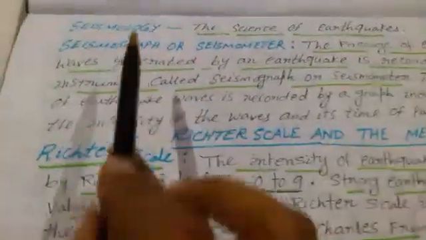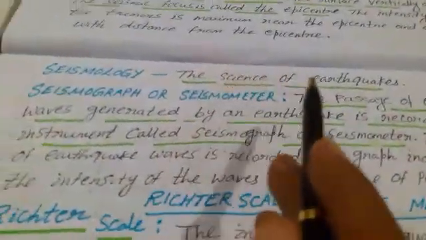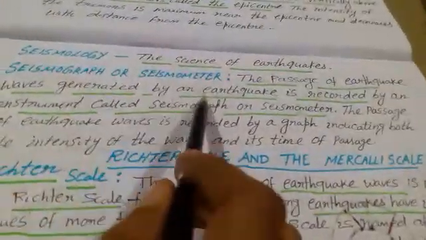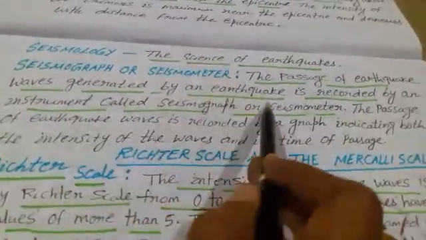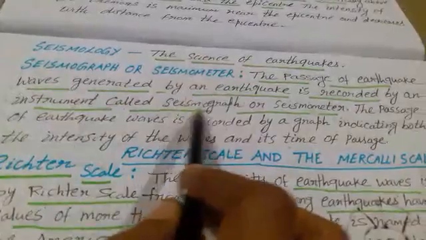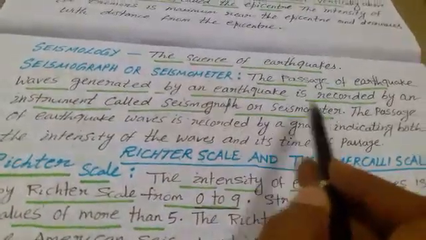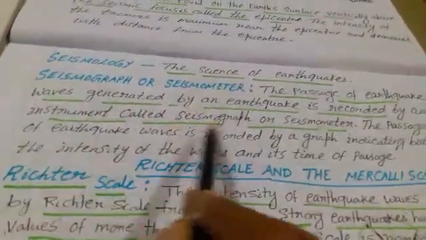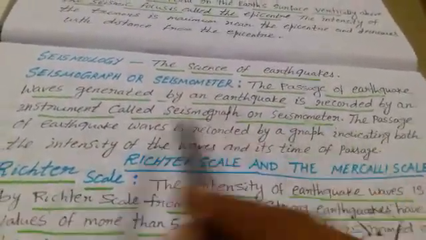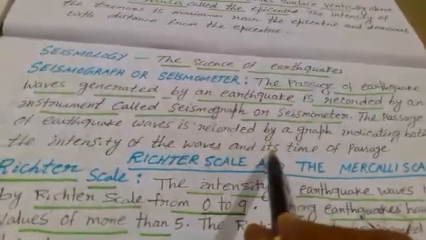Let us discuss seismology. Seismology is the science of earthquakes, and a seismologist means the person who studies earthquakes. Seismograph or seismometer: the passage of earthquake waves generated by an earthquake is recorded by an instrument called a seismograph or seismometer. It is a self-recording instrument. The passage of the earthquake waves is recorded by a graph indicating both the intensity of the waves and their time of passage.